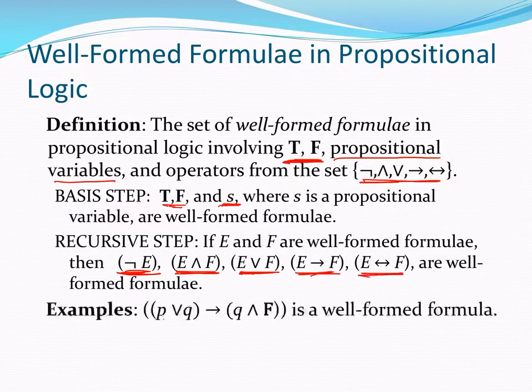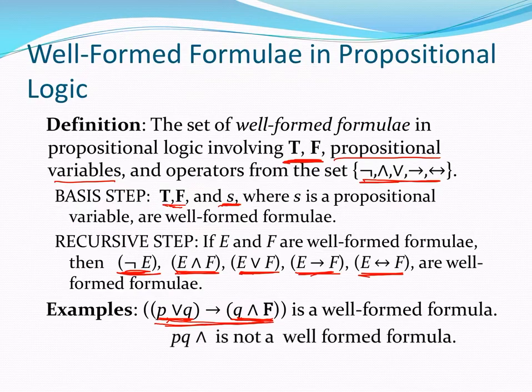So in this case, this would be a well-formed formula because P, Q, and F are well-formed. Then P or Q is well-formed, Q and F is well-formed, and then finally the conditional statement between those two is well-formed. And I think you'll be able to see that this other one is not well-formed because the conjunction operator cannot occur without something on both sides.